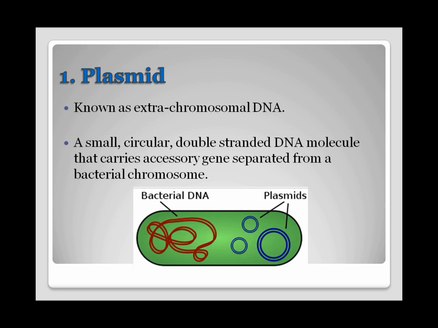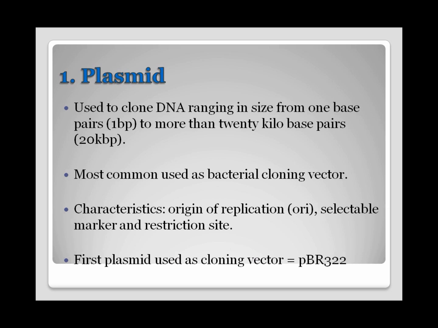Plasmid is known as extrachromosomal DNA. It is a small circular double-stranded DNA molecule that carries accessory genes separated from a bacterial chromosome. Plasmid is used to clone DNA ranging in size from 1 bp to 20 kbp. It is the most commonly used bacterial cloning vector. It has 3 characteristics: origin of replication, selectable marker, and restriction site.